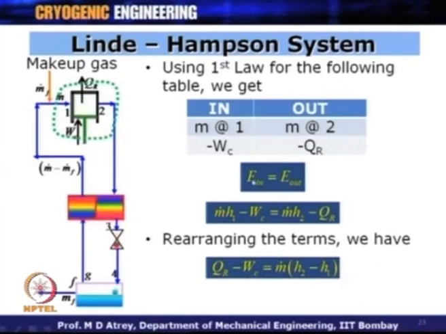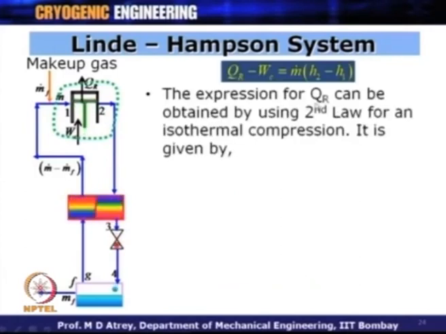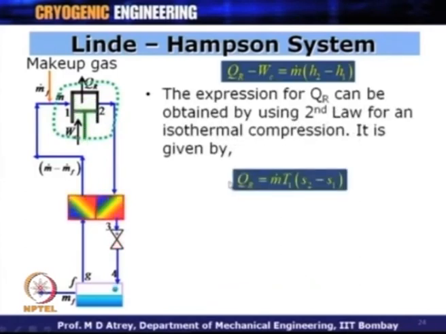So, QR minus WC: we are taking an energy balance across the compressor. What you get, QR minus WC is equal to m dot into (H2 minus H1). The expression for QR can be obtained from the second law for an isothermal compression, and it is given by QR is equal to m dot into T1 into the change of entropy across the process, which is S2 minus S1.